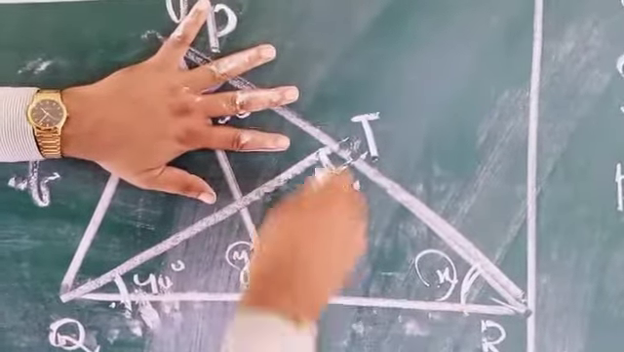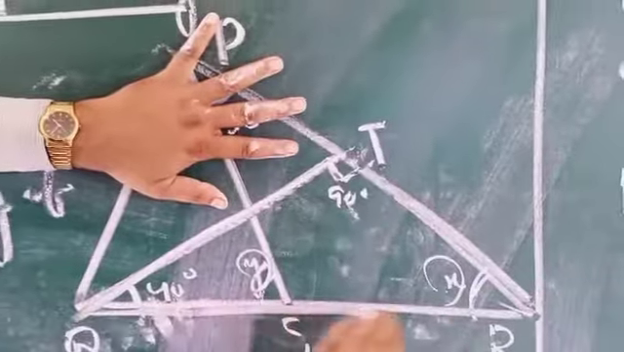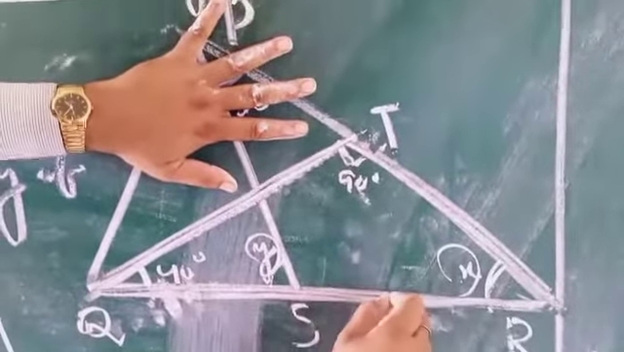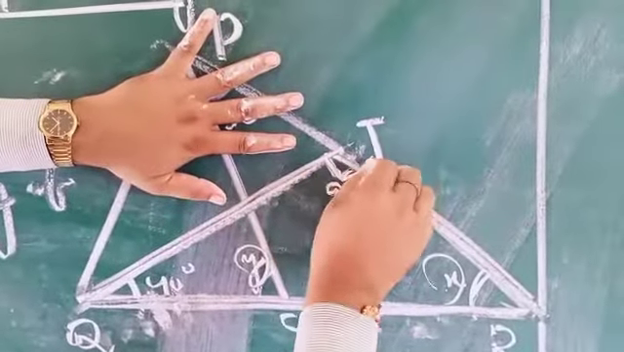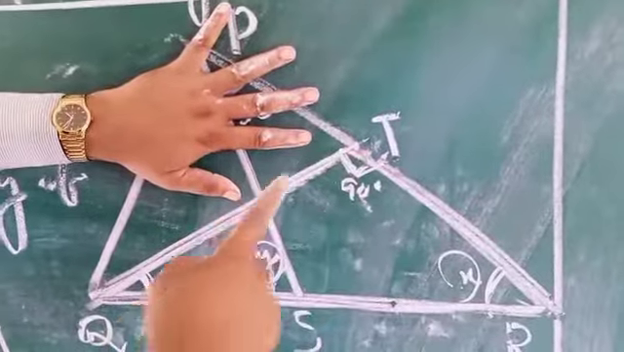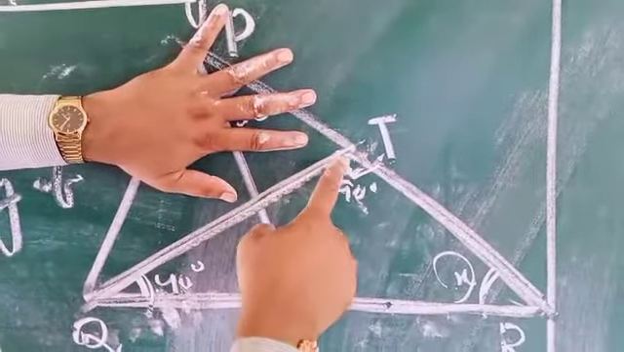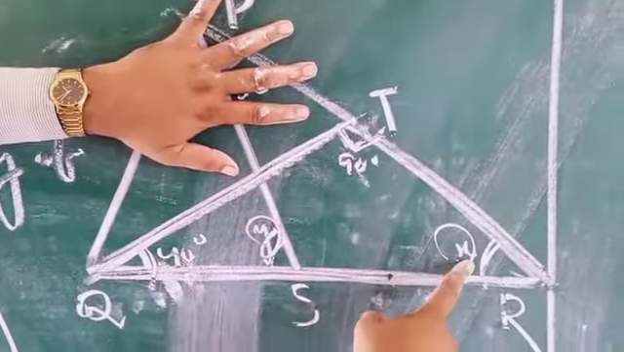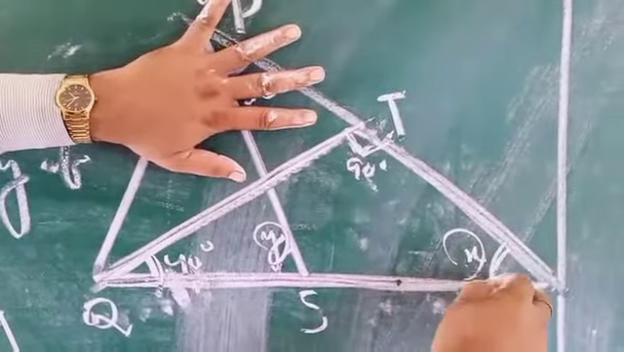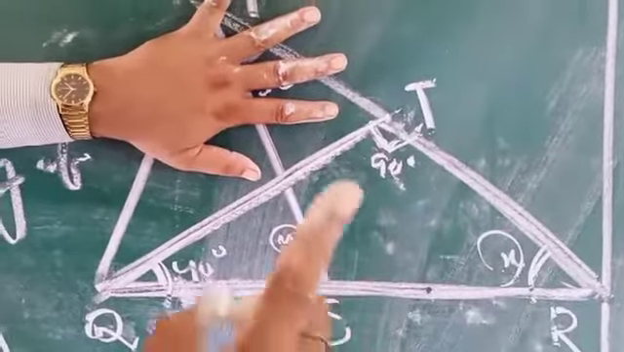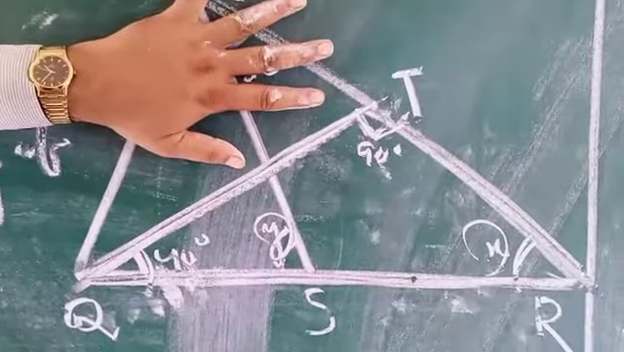TQR is a triangle. Is this a triangle or not? This is a triangle. So in this triangle TQR, this is 90 degrees and this is 40 degrees. Means in triangle TQR, two angles are given, 90 and another is 40. So you have to find this angle. How to find this one? Then that is the theorem, the angle sum property of a triangle: the sum of three angles of a triangle is 180 degrees.